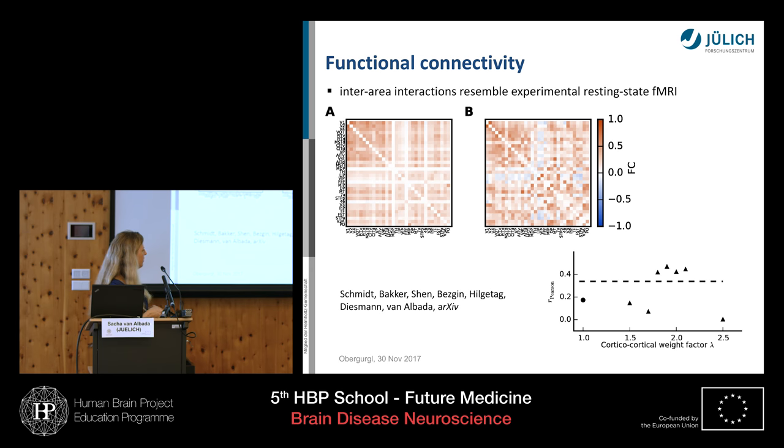And for these intermediate inter-area synaptic weights, the match is the best. The correlation between the two matrices is a little bit above 0.4, and it exceeds the correlation between the structural connectivity matrix and the experimental functional connectivity. So that says that actually the dynamics of our simulations add something to the predictions.